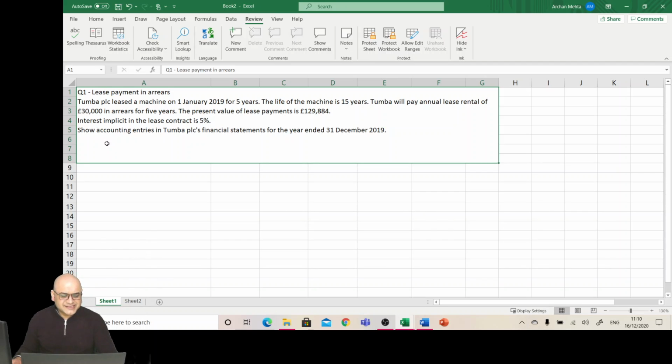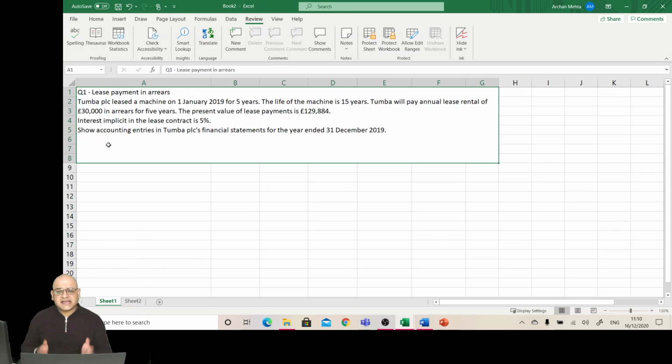Show accounting entries in Tumba PLC's financial statements for the year ended 31st December 2019. So assume that you are preparing financial statements for this company at 31st December 2019. What items related to this lease are you going to include in those financial statements?